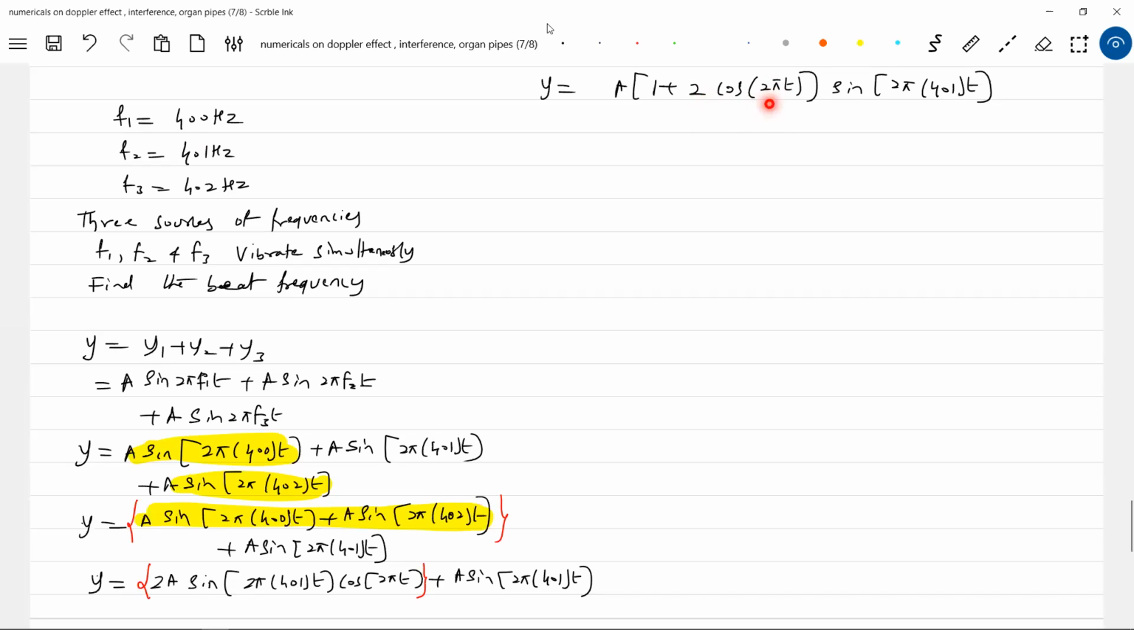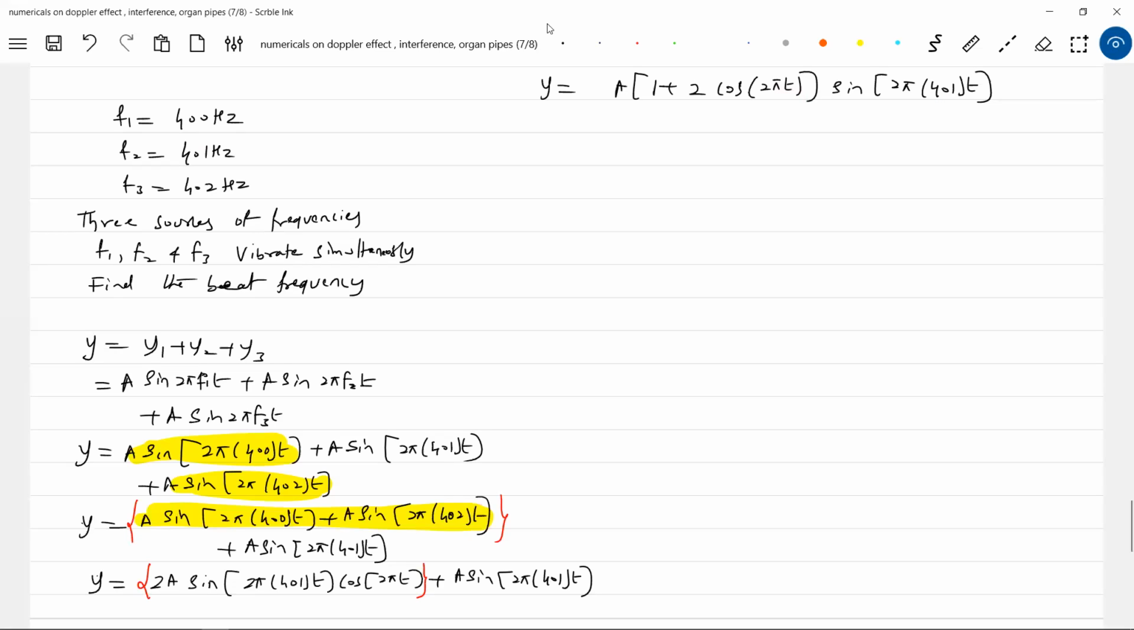So can this be a signal frequency? No, this will be a signal frequency. Sir, how to identify? Both are functions of time. Here also some frequency term is there. Here also a frequency term is there. I mean, what is the frequency here? 1. What about here? 401. So which is a signal? Which is the amplitude? This is what the doubt will arise.